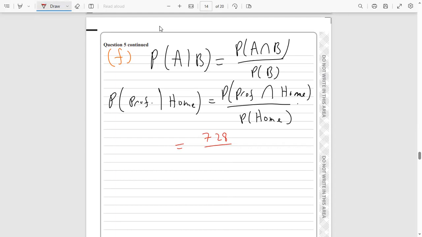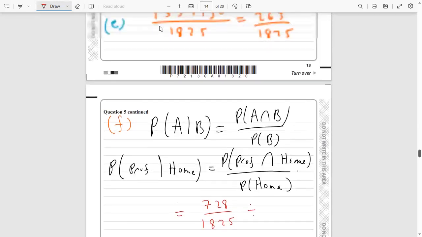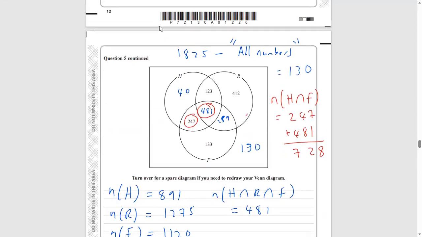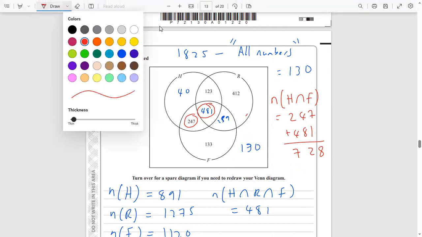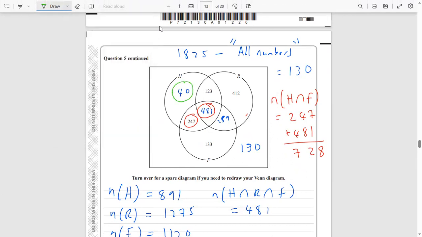728 divided by the total number of people, which is 1,825. So that's the numerator. Then we've got to divide that by the probability that someone works from home. Let's look at our Venn diagram. How many people work from home? Well, it's everyone in the H circle, isn't it? I'll do it in a different color, just to emphasize. So everyone in this H circle, those people plus those people plus those people plus those people, are all the people that work from home.